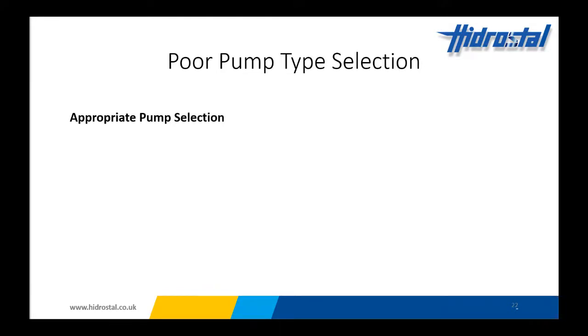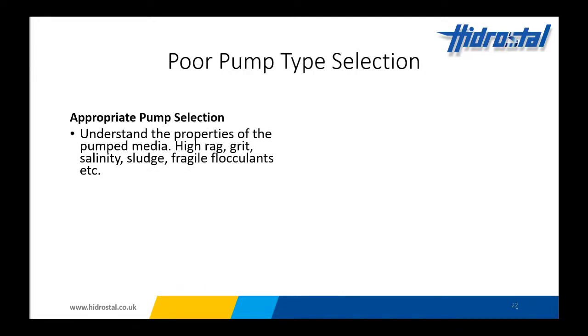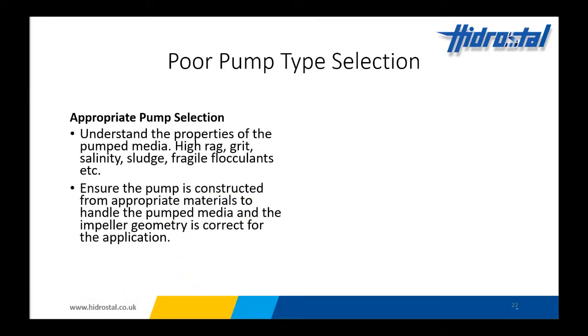So appropriate pump selection, which is the final one here, means understanding the properties of the pump media. What are you pumping? Is it high rag? Is it high grit? Is it saline? Is it abrasive? Is it sludge? Are there flocculants that are fragile? So you really need to think about what you're pumping and what the best machine is going to be to handle that, and ensure the pump is constructed from the right materials and you've got the right geometry for the application. Right pump, right application, very important.